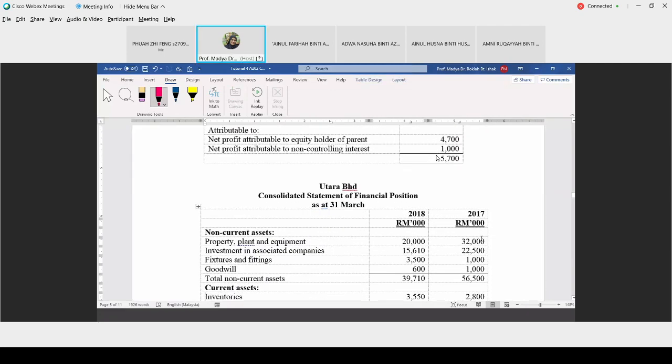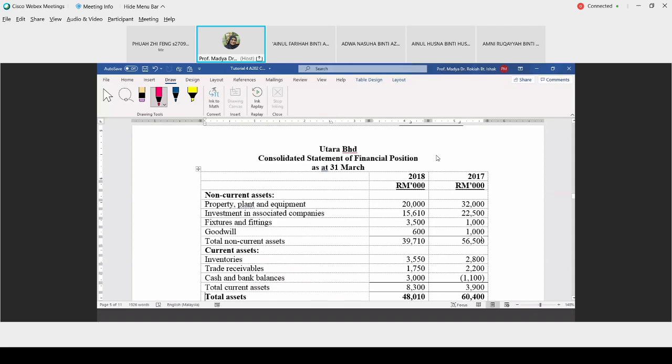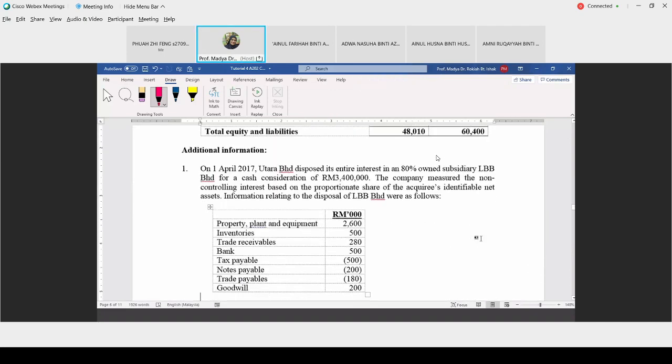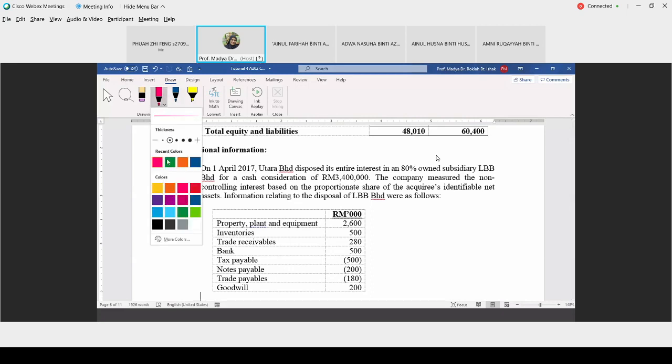This one we just analyze the items. I'll discuss question 3 after this. I'll try to limit the time on tutorials. Cash flow statement. Now we're going to look at Utara here on disposals.